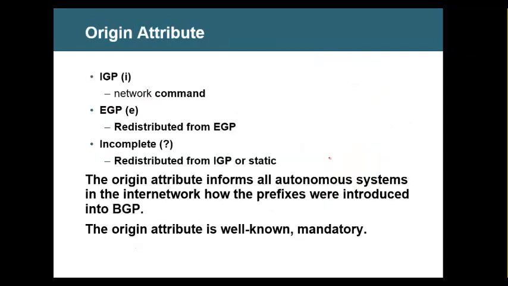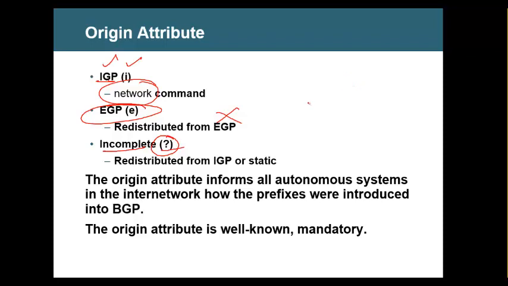Next is origin. As I was telling you earlier, if I use a network command under BGP and advertise a network, like you did in your exercise, you said network 1.1.1.1 mask 255.255.255.255. That is called I, or internal to BGP. Before BGP, there was one protocol. The older version of BGP was called EGP. It is no more, so don't worry about it. And if I redistribute, it is considered incomplete, and you will have a question mark.